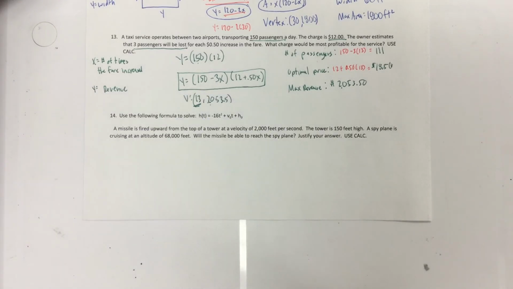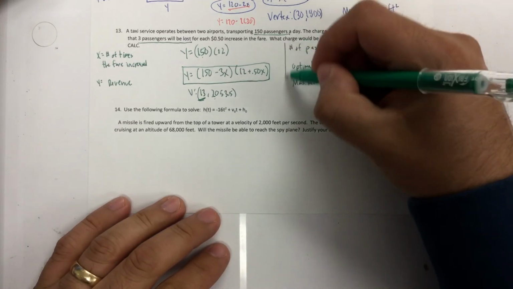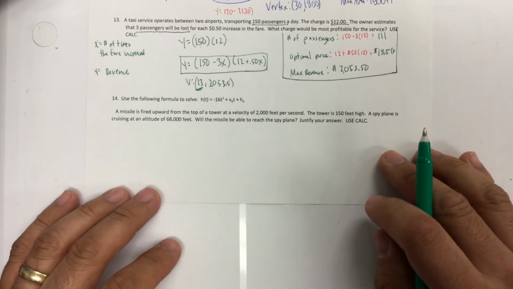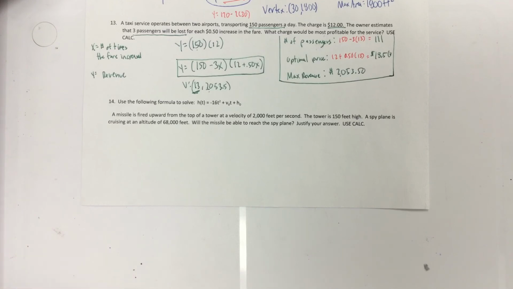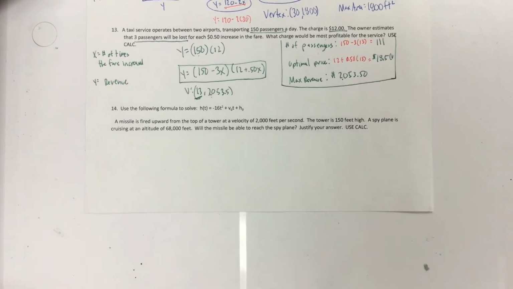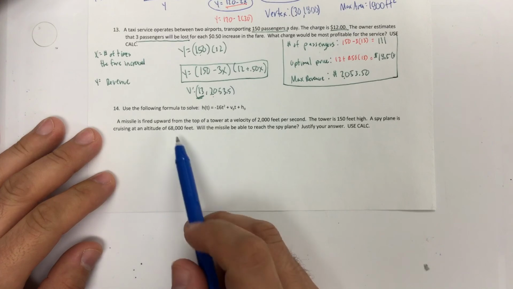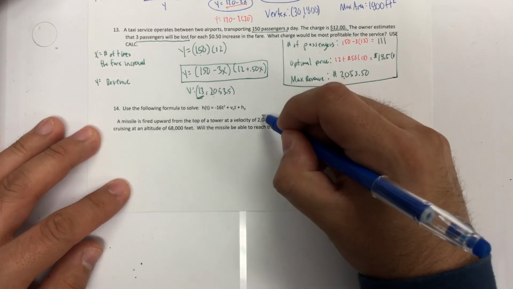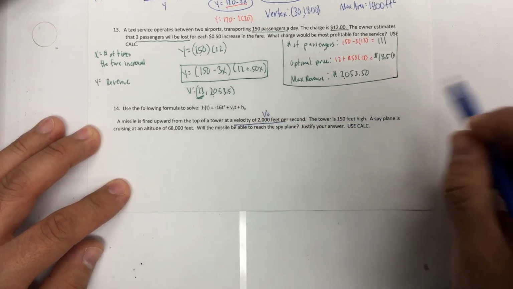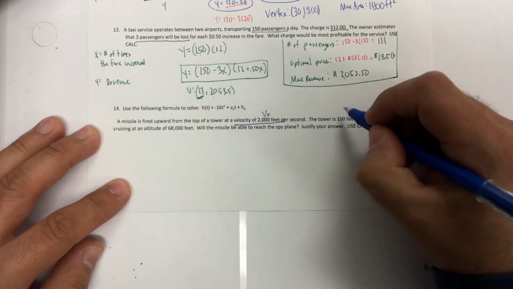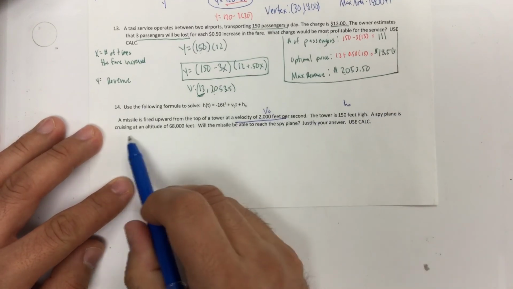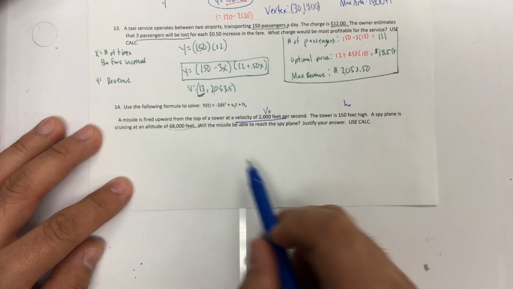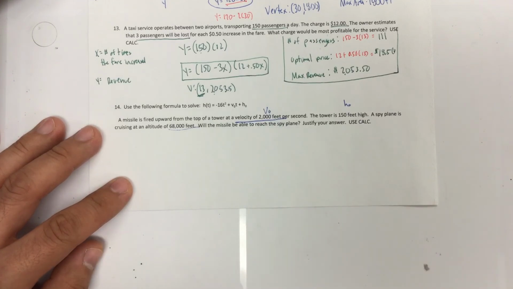All right, so we're down to the last one here. So number 14, it says use the following formula to solve h of t equals negative 16t squared plus v sub 0 t plus h sub 0. So a missile is fired upward from the top of a tower at a velocity of 2,000 feet per second. So this is going to be our v sub 0. The tower is 150 feet high. That's going to be our initial height. A spy plane is cruising at an altitude of 68,000 feet. Will the missile be able to reach the spy plane? Justify your answer, use a calculator.